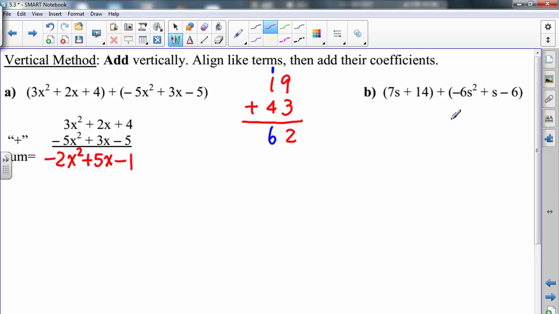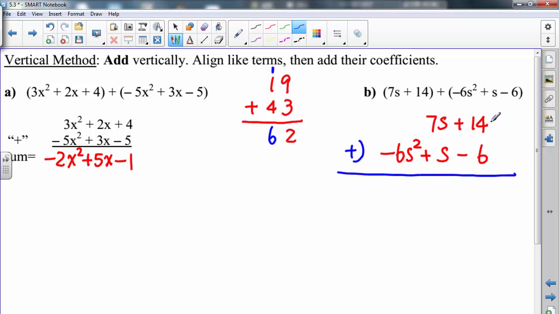So let's try the vertical method in this case. So remember, you need to align the like terms. The first one is 7s plus 14. No s squared term. But the second one has, I put on the square term first, negative 6s squared plus s minus 6. I need to add them up.